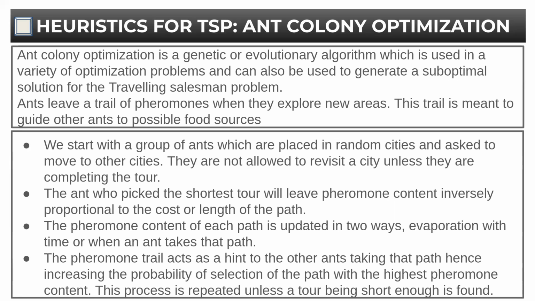First, evaporation, where the pheromone content in every path decreases with time. And the second, whenever an ant takes that path, thus increasing the pheromone content of that path. The pheromone trail acts as a hint to the other ants taking that path, hence increasing the probability of selection of the path with the highest pheromone content. This process is repeated until a tour that is short enough is found.